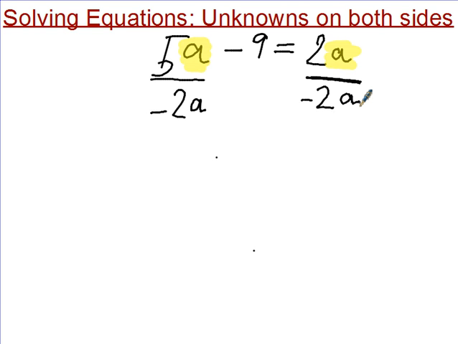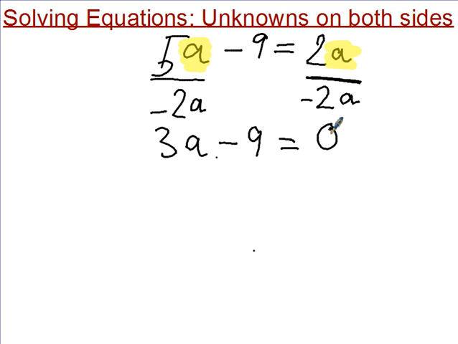remember we always have to do everything to both sides of the equation. On this side of my equation, I will have 3a subtract 9. I haven't done anything to the 9, so it stays the same. And this is going to be equal to 0 because I've done 2a subtract 2a, which has left me with 0.